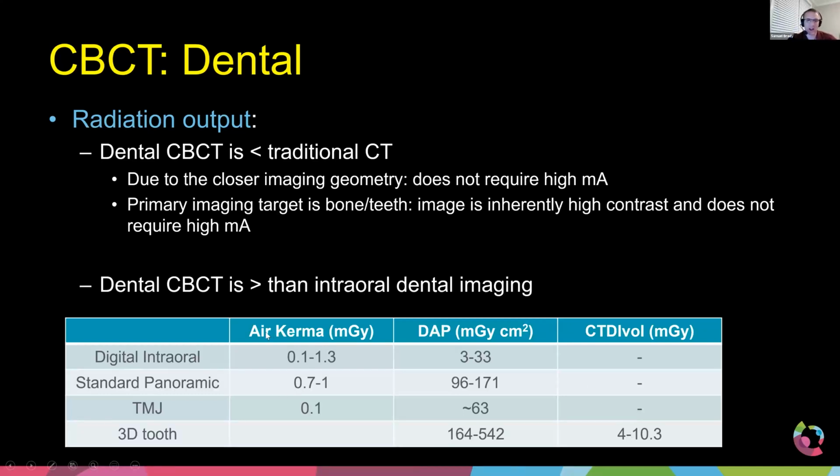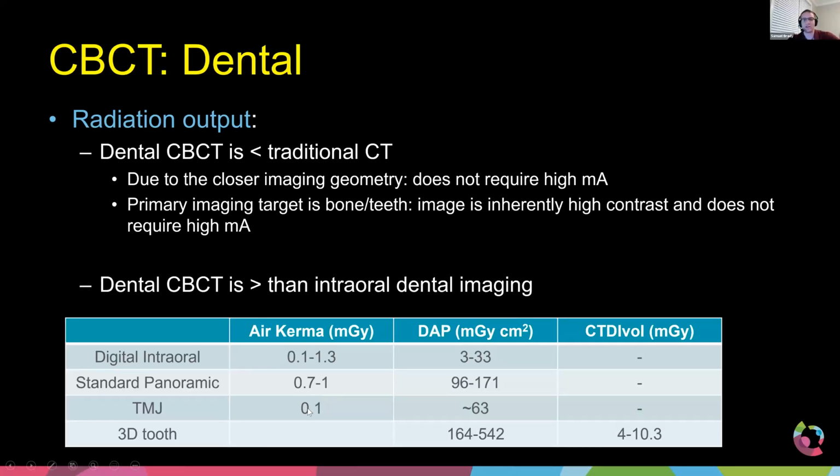So looking at air kerma values, you can see that the digital intraoral is usually about 0.1 to 1.3. So that is pretty low. The 0.1 is on the low end. 1.3 would be maybe if you're doing a molar or something that's more dense, so you just need a little bit more mA. Standard panoramic, once again, just depends on the geometry and the size of the patient, but even the smaller patients that we image in our clinic will get about 0.7. So nearly 7 times that of the smallest, if you're doing an incisor or something for an intraoral.